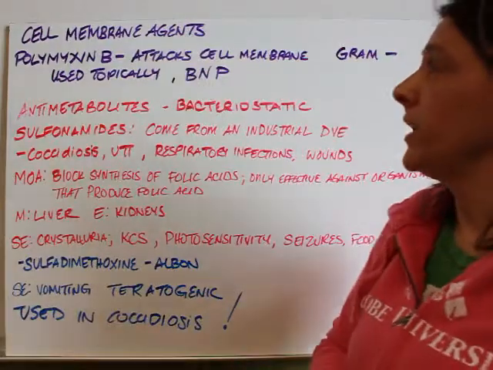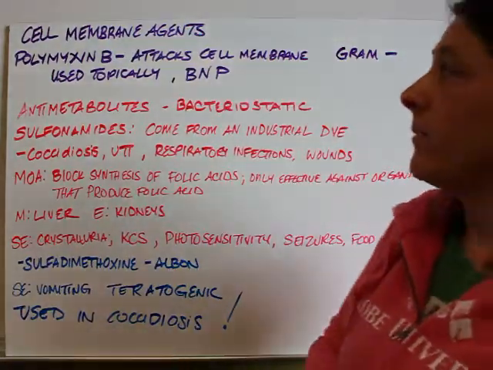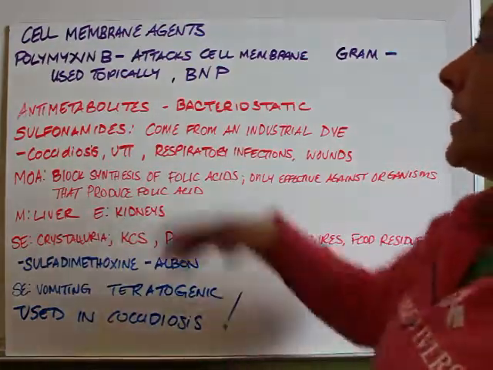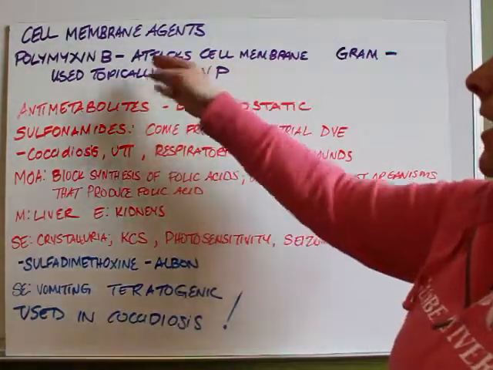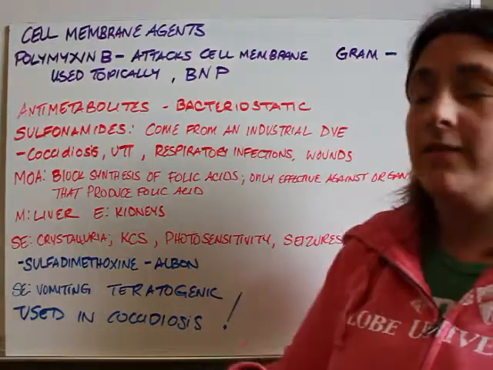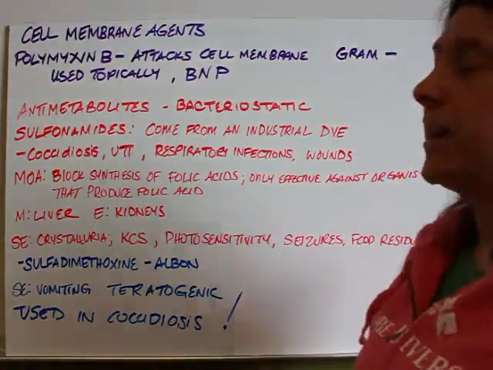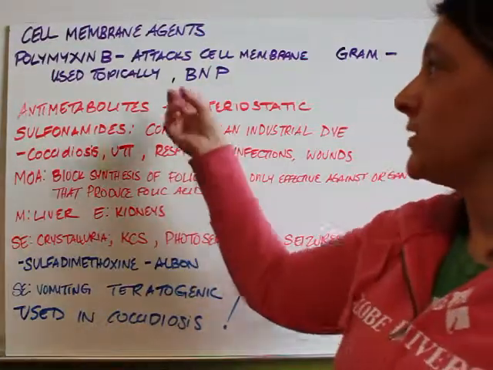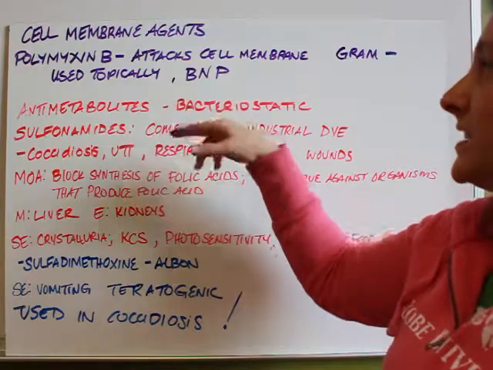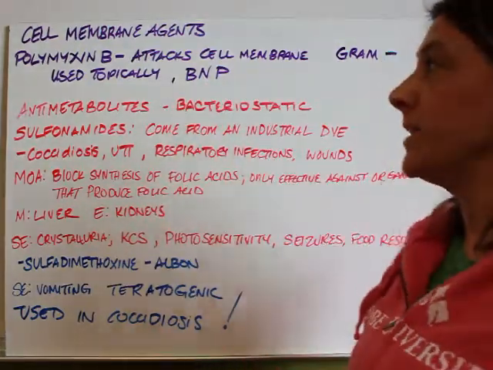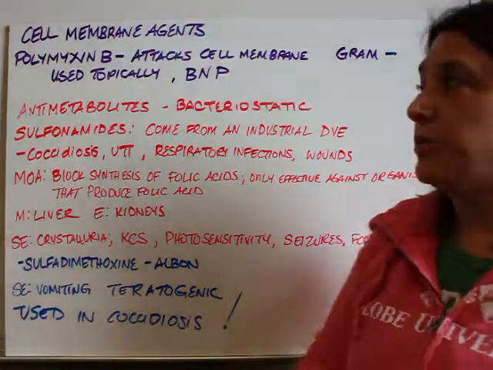So cell membrane agents: polymyxin B, this is like polymyxin. These attack cell membranes. Usually it's used for gram-negative. Generally it's used topically. What you might hear it called is BNP, so it's bacitracin, neomycin, and polymyxin B. So that's a common topical medication that you might see in a clinic.